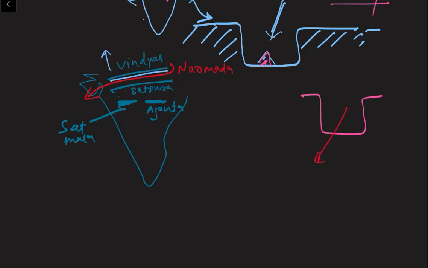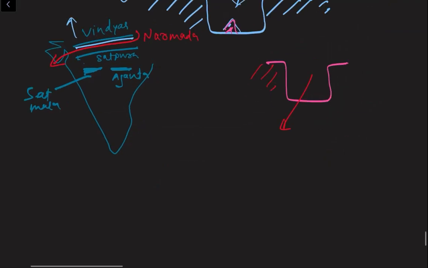It's like this. Here, I'll just take a cross section. If you take a cross section, you will find this one mountain, then another mountain, then another mountain. Okay, so suppose this is Vindhya. Then you have Satpura. Then you have Ajanta or Satmala.